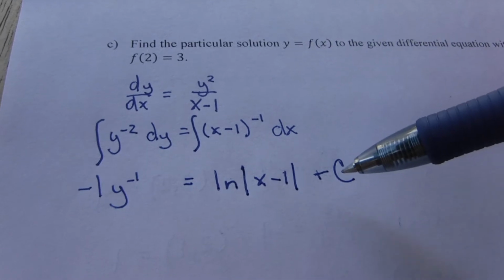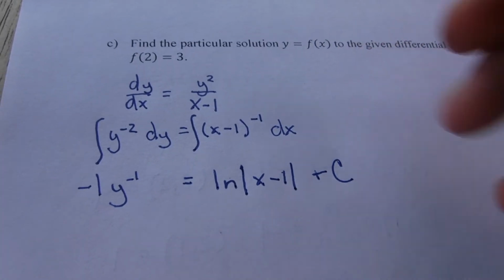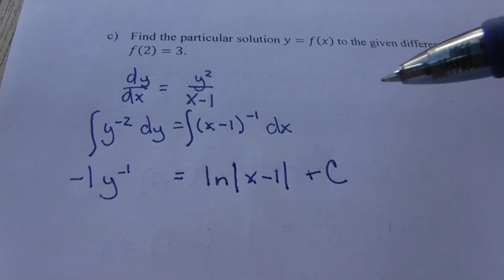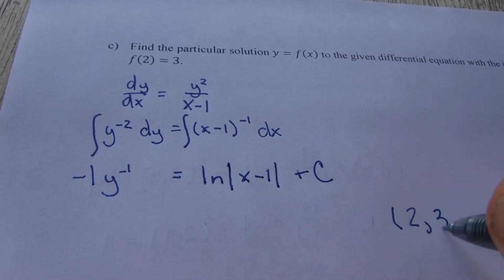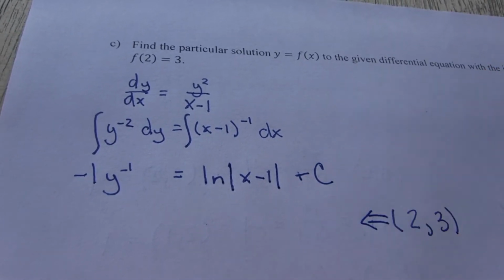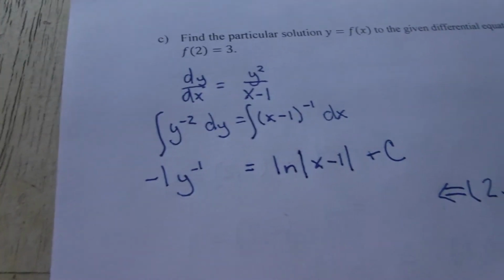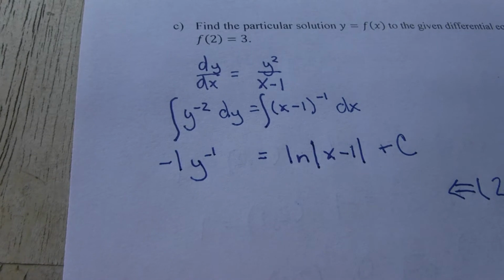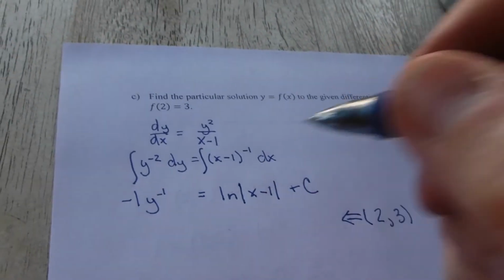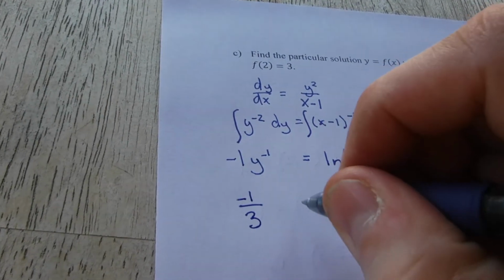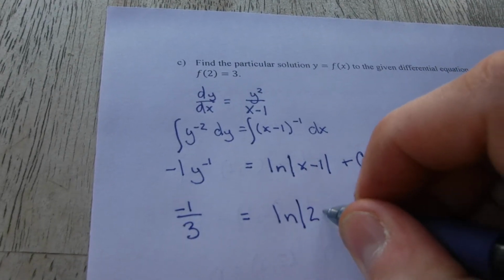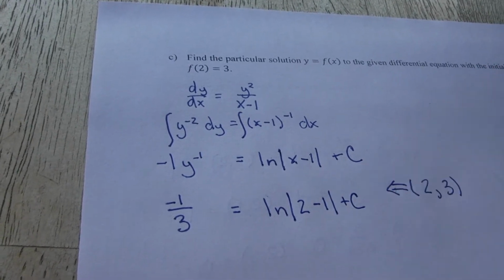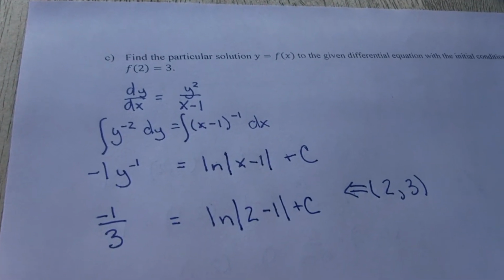Now, the c is our problem. We need to get rid of this c somehow. That's where the initial condition comes into play. They gave us the initial condition, the point 2, 3 in the actual equation. So we're going to plug that 2, 3 in, and then solve for our unknown c. So this is negative 1 over y, which is 3 to the 1, is equal to the ln of x, which is 2, minus 1, plus c. I injected that 2, 3 into the equation.